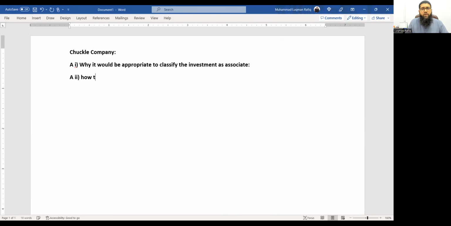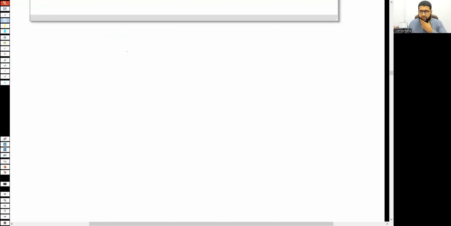How it should be accounted for at 31st March 2006, and how revaluation of land was accounted for. Now let's try to see this. Let's try to understand this.